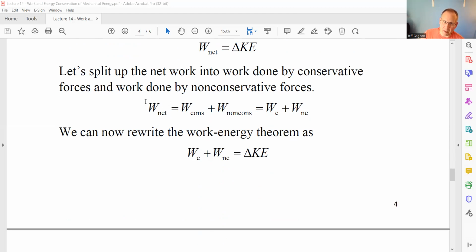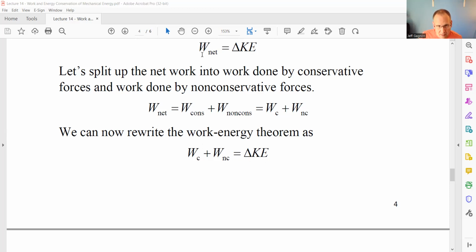Instead of net work, I'm calling it the work done by conservative plus the work done by non-conservative. And to save a little bit of writing, I'll call the conservative C and non-conservative NC. So the net work is equal to the work done by conservative, WC, plus WNC, the work done by non-conservative forces. So now we can rewrite this work energy theorem as: the left-hand side becomes the work done by conservative forces plus the work done by non-conservative forces. That has to equal the change in kinetic energy.